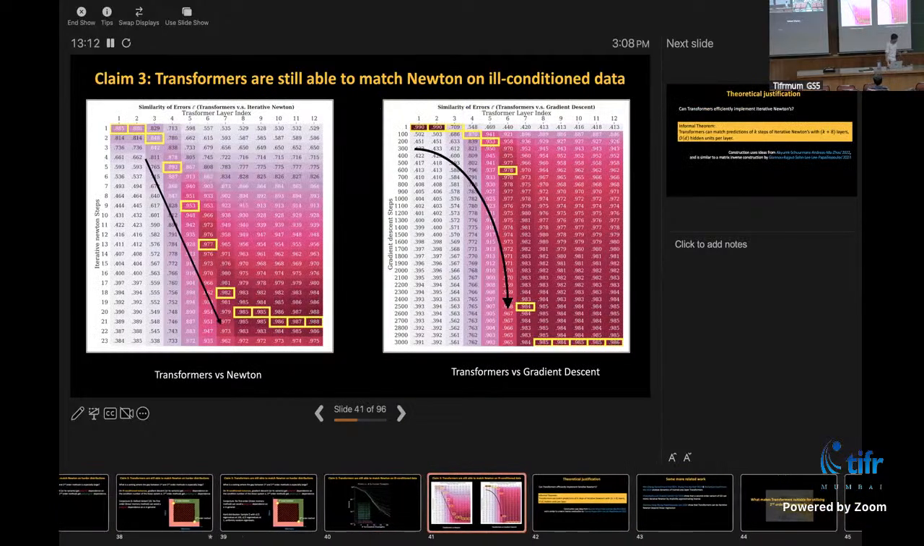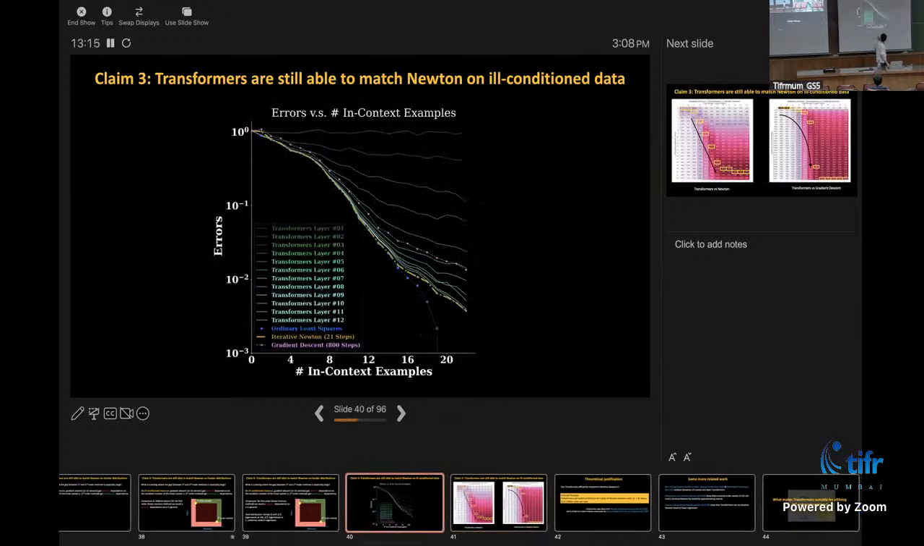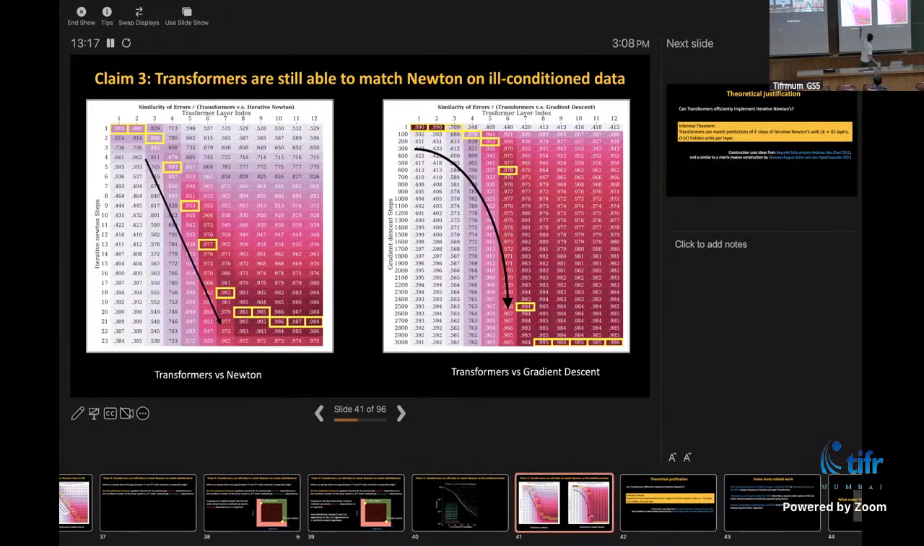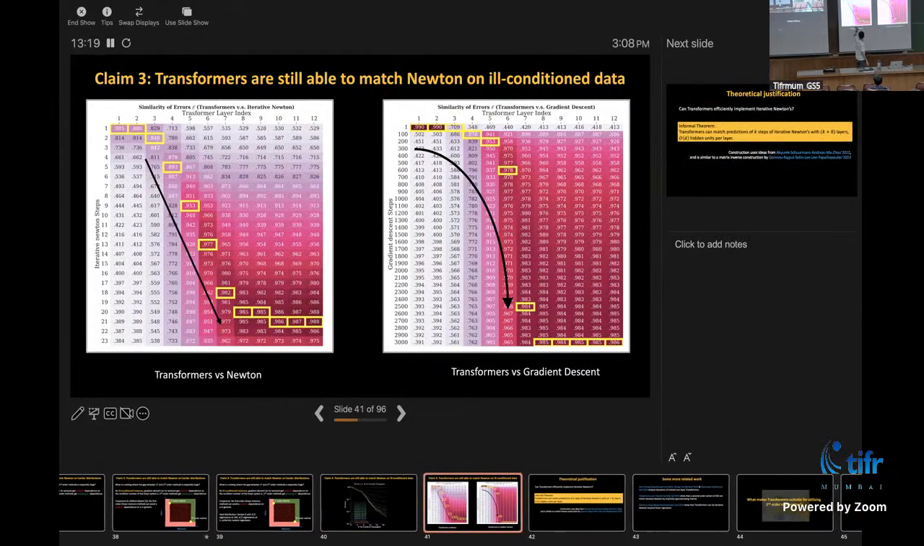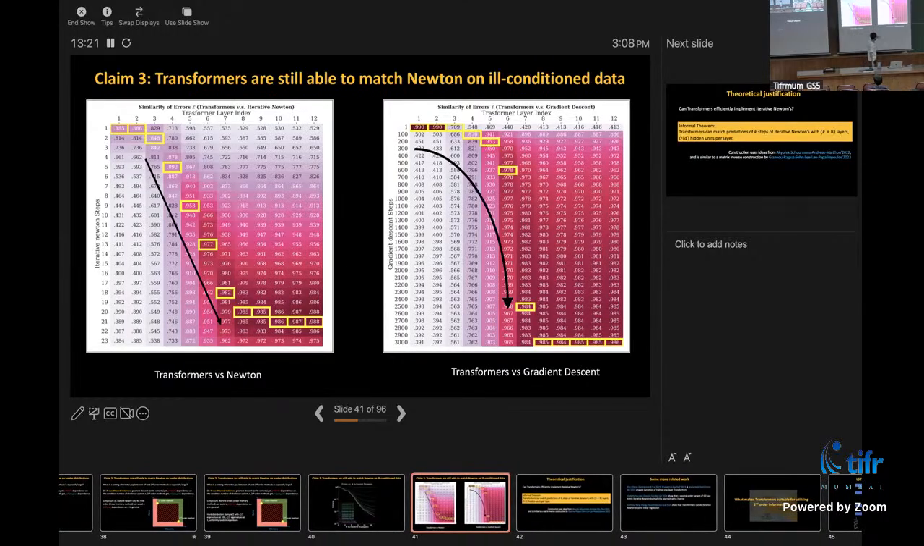Okay, and so what we see over here is that in general, transformers seem to still be very similar to Newton, like the same similar heat maps that I showed earlier. Whereas now gradient descent seems to be even a lot worse, as we expect. Earlier we needed 1,000 or so steps to match transformers. Here we seem to be needing like 3,000 or so.